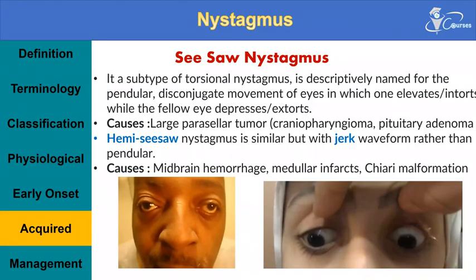Okay, so what are the causes of seesaw nystagmus? It will be due to large parasellar tumors such as craniopharyngioma or pituitary adenoma. There is another subtype of seesaw nystagmus called the hemi-seesaw nystagmus. It is similar to seesaw nystagmus, but the jerky waveform is present rather than the pendular. So we said that the seesaw is pendular. If it is jerky, we say that it is a hemi-seesaw nystagmus. It can occur due to midbrain hemorrhage, medullary infarction, and Chiari malformation.